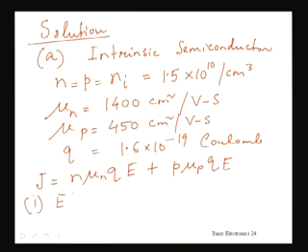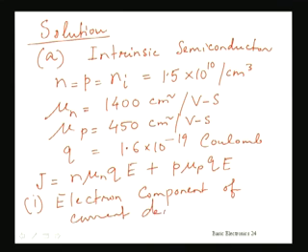Now, the electron component of current density will be the first part, and that is equal to, you just put down the values, and you know that electron concentration is nothing but the intrinsic concentration. So it will be n_i mu_n q E. Now substitute the values which are known to you. Each one we will be substituting now.